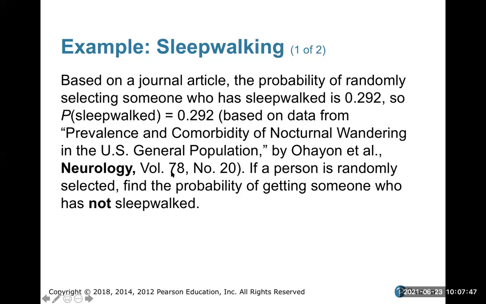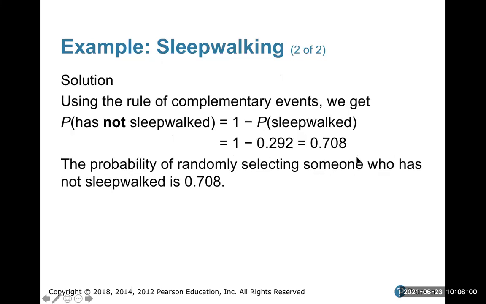They gave you the probability of sleepwalked. Now what would be the probability of not sleepwalked? Yes, so many of you answered right. 1 minus the probability of sleepwalked is the probability of not sleepwalking. So that's 0.708.